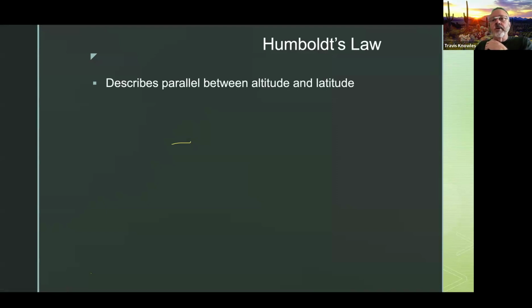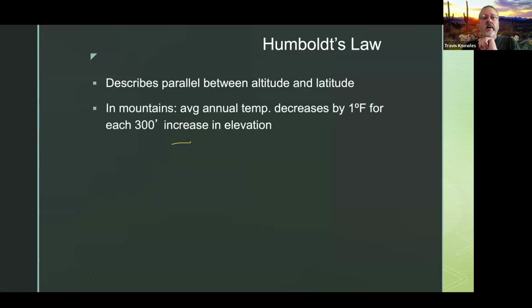Humboldt came up with something called Humboldt's Law. I'm getting near the end of my lecture here. It's almost an hour, dragging on. That describes parallels between altitude and latitude. This is one of Humboldt's seminal contributions. I want to quickly explain it.